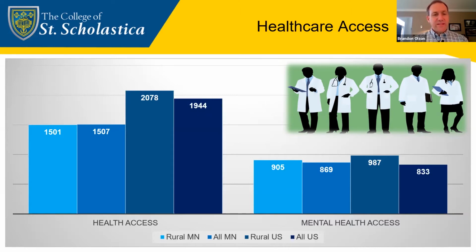Across the United States, the disparity is even greater, where rural US has about 2,000 residents per physician, whereas across the United States, it's close to 2,000. And we're also seeing, surprisingly, not as big a difference for access to mental health professionals. 905 people for each mental health professional in rural Minnesota.